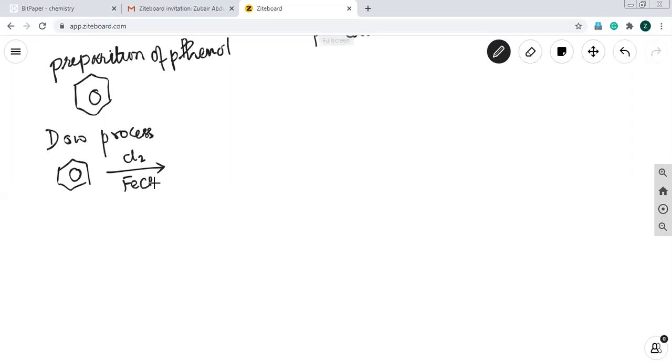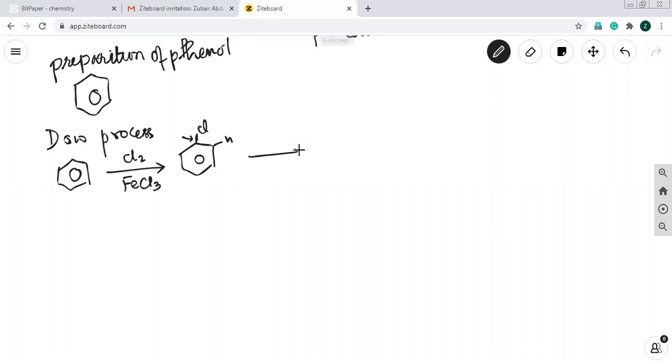Now we have studied this in our aromatic chemistry. This will give you chlorobenzene, a pretty easy reaction. Compared to the CH bond, this C-Cl bond is weaker. The electrons are more attracted towards the chlorine, but in the case of the CH bond, the electrons are close to the carbon.